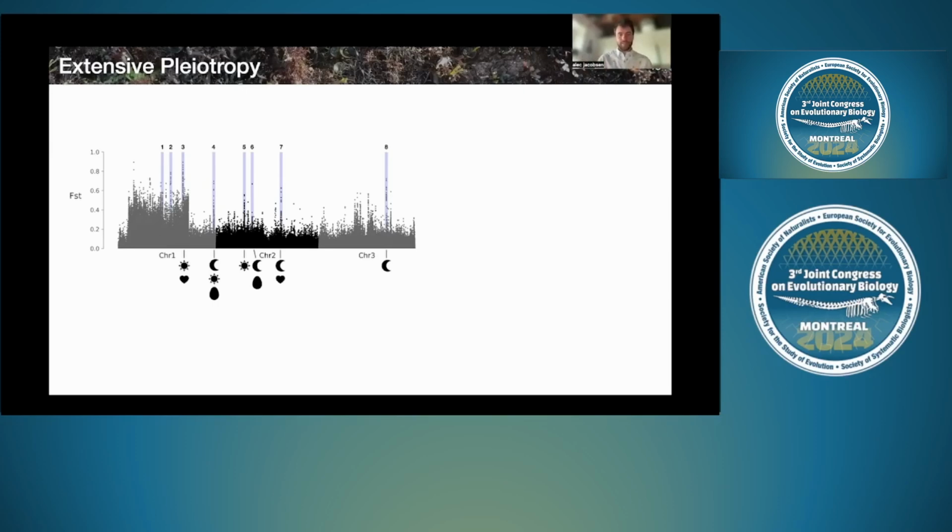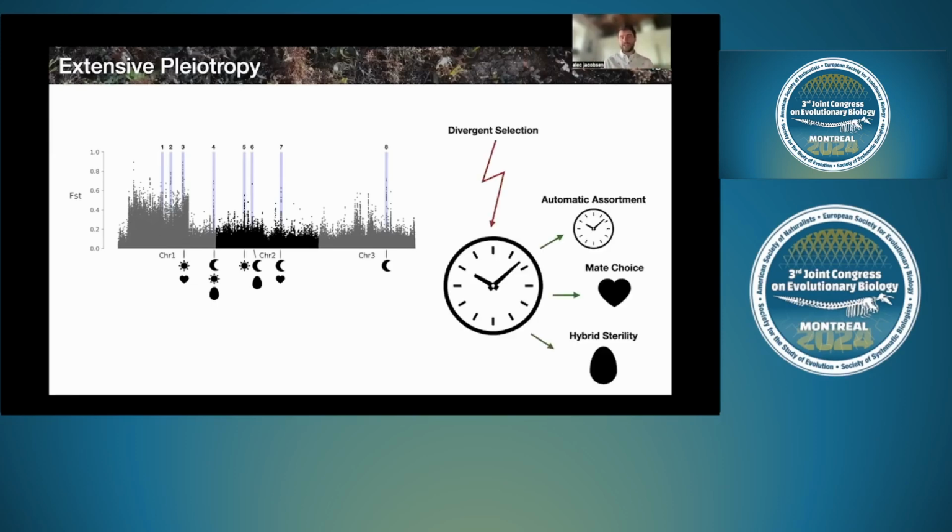And the second observation that you might make is that every single locus that is associated with a barrier is associated with a timing barrier. And so this leads us to the following scenario, which is that divergent selection acted on Clunio's clock and drove divergence in the clock, which created this automatic assortment that we would expect from the automatic magic trait. However, this divergence in the clock seemed to pleiotropically also create mate choice and hybrid sterility. So it created more barriers through pleiotropy.